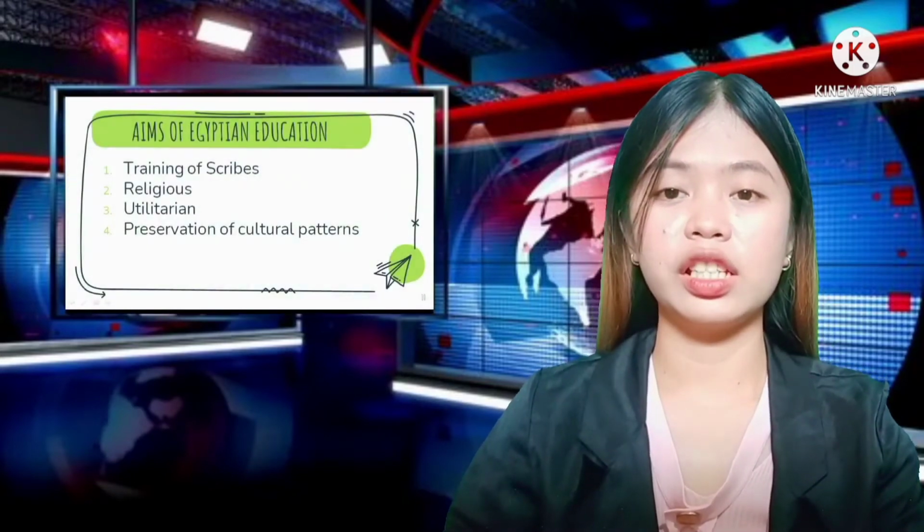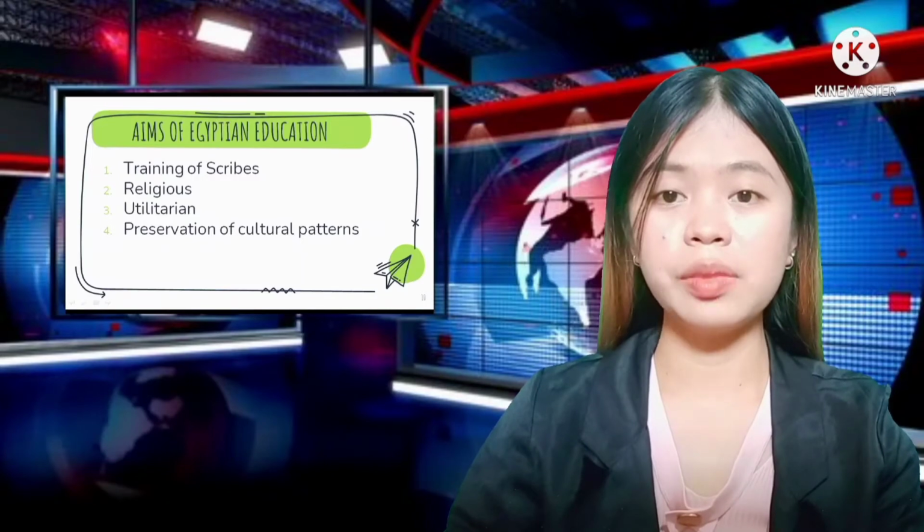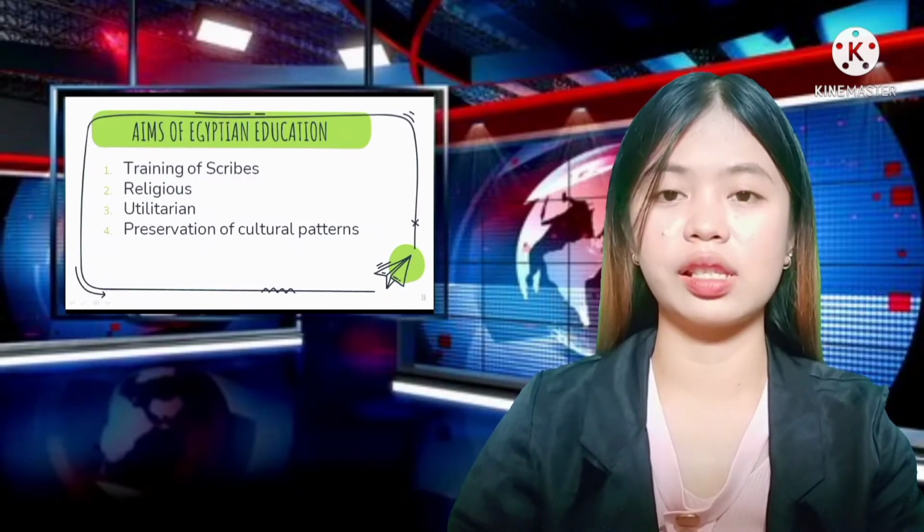Egypt, the gift of the Nile, is situated in the northern part of the African continent. Ancient Egypt was a desert country watered only by the Nile River, which flooded the country from August to October, leaving behind a very rich black earth. The government of Egypt was autocratic, ruled by a king called Pharaoh who had absolute power. Aims of Egyptian education: training of scribes, religious, utilitarian, and preservation of cultural patterns.